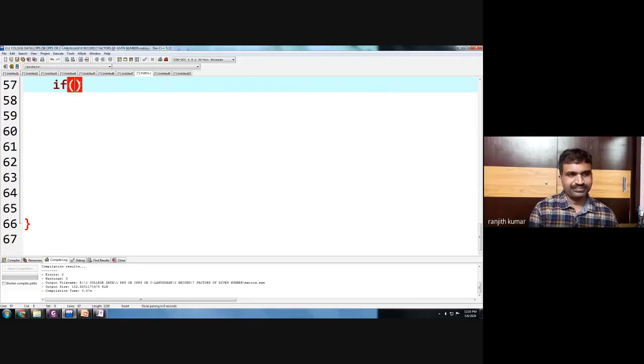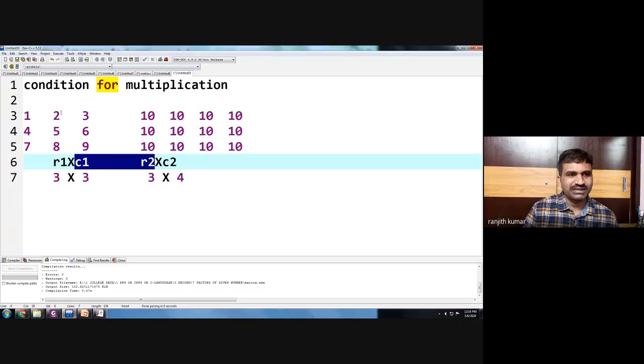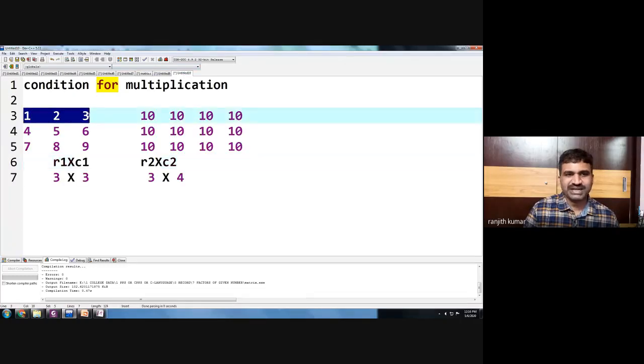Are we clear? So what is the condition? C1 is equal to R2. This is the condition for matrix multiplication. If this condition is true, we are able to perform matrix multiplication. Otherwise, we cannot perform matrix multiplication. Are we clear? So as we see in the example, the number of rows in the first matrix will be the outer loop and the number of columns in the second matrix will be the inner loop. And how many multiplications we want to do, that is the third loop. So we use 3 loops in matrix multiplication.